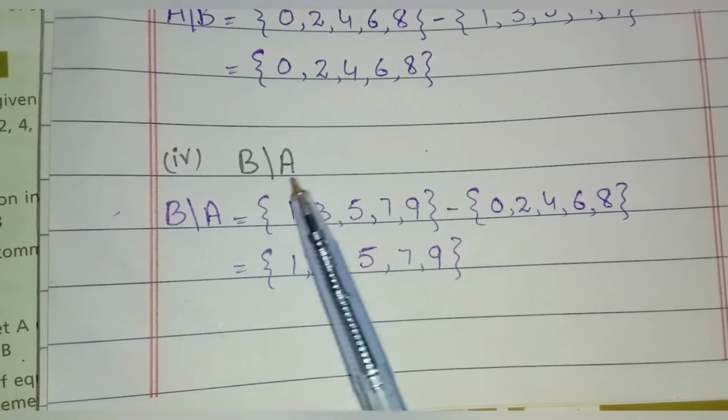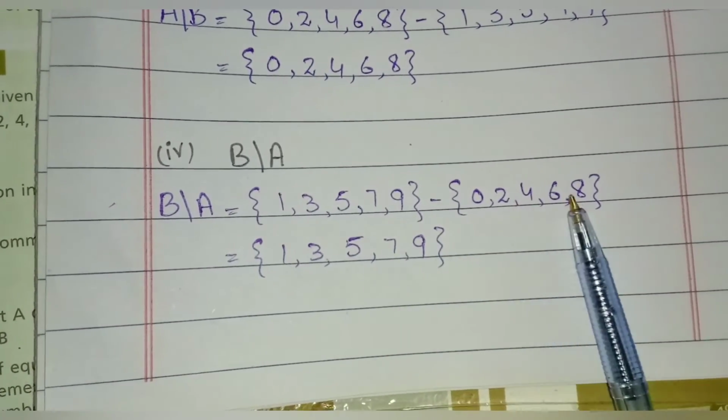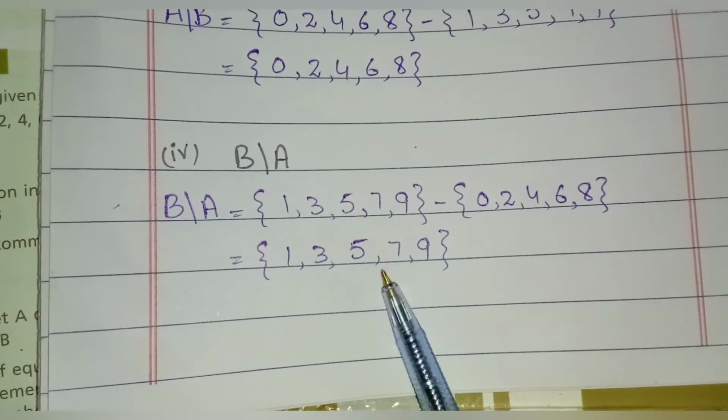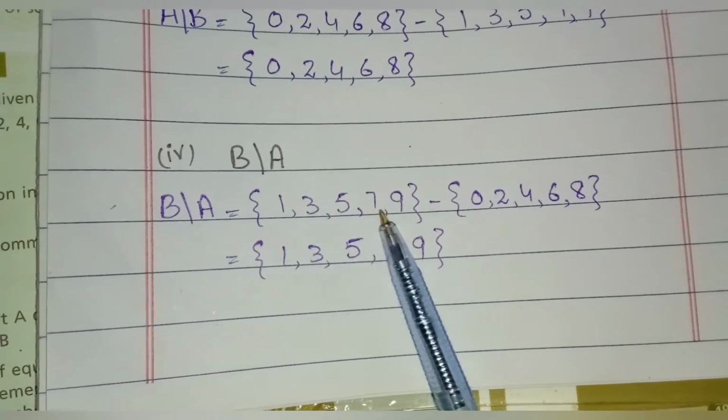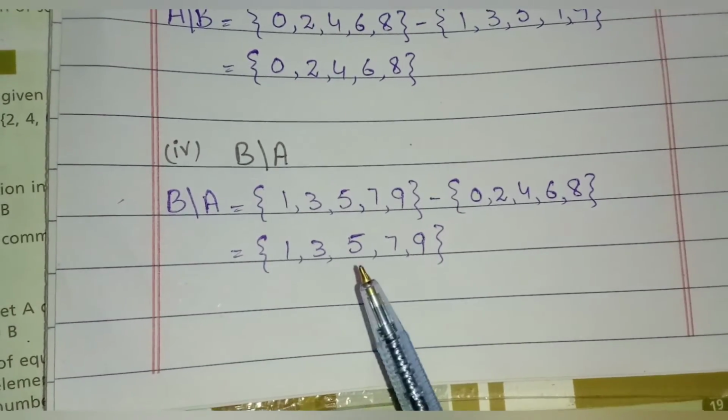Number 4 is B minus A. So set B is 1, 3, 5, 7, 9 minus set A, which is 0, 2, 4, 6, 8. So 1, 3, 5, 7, 9 can be written as the difference of the two sets because no element is common. 1, 3, 5, 7, 9 are not in the set A. So 1, 3, 5, 7, 9 is the difference of B and A.